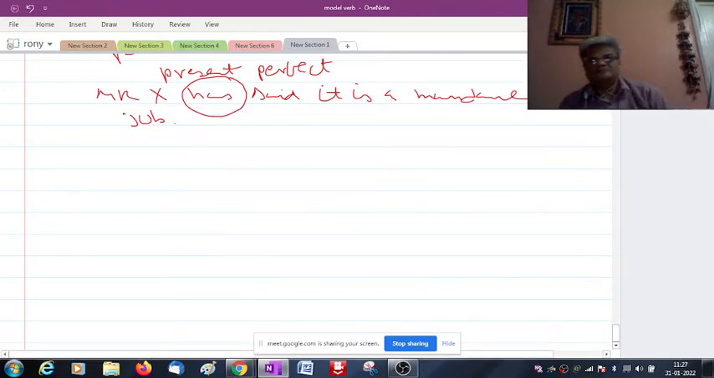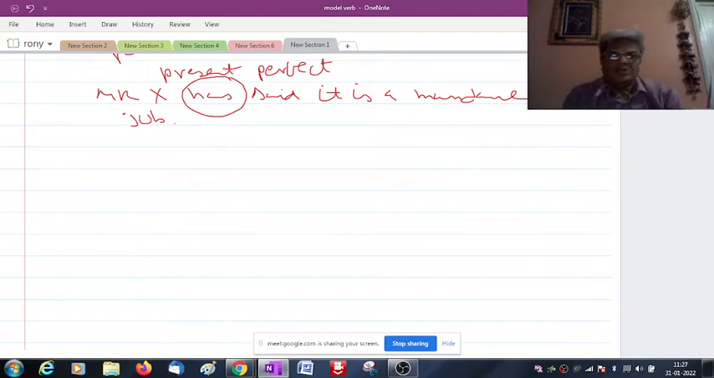Got it? Sir, I understand that it is Mr. X was said. No, Mr. X has said, has. Just now he has said it. So it's a present perfect. Has is present. Just now he has said it and so the effect continues. The effect continues and it is in present perfect. Got it?